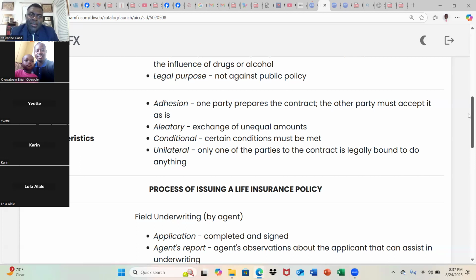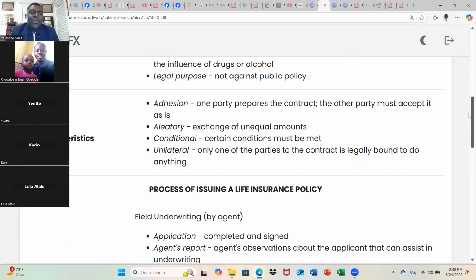Then you have legal purpose. An insurance contract has to be formed based on a legal foundation. You cannot insure somebody and then pay somebody to come whack them off for you to collect the money. There's no legal purpose there. So the insurance company is going to deny to pay.